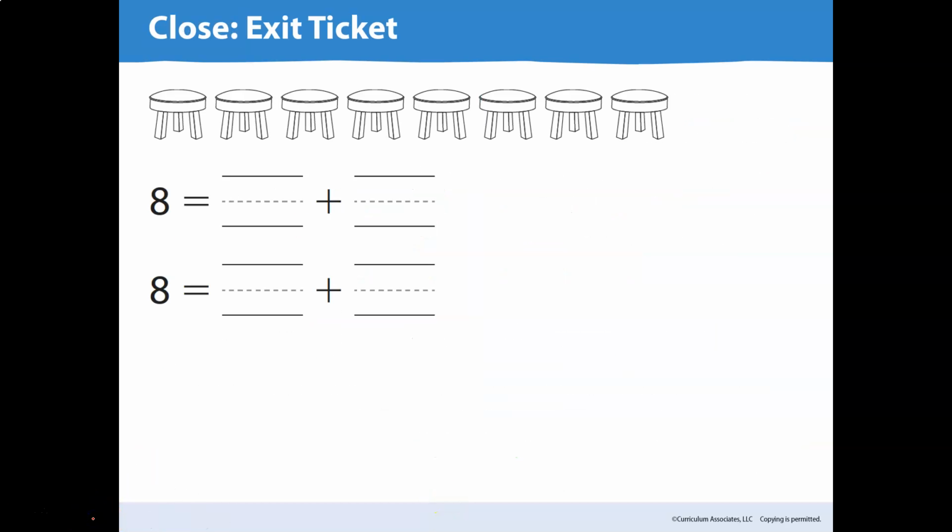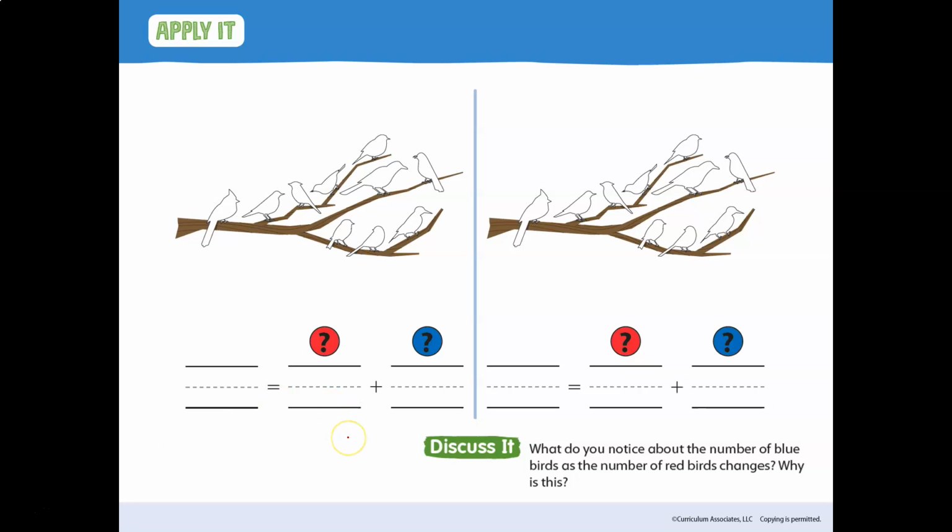And then our next page, right here, count how many birds there are. 1, 2, 3, 4, 5, 6, 7, 8, 9, 10. There's 10 birds. Some are red and some are blue. So you're going to color them in and you're going to come up with 2 different ways.